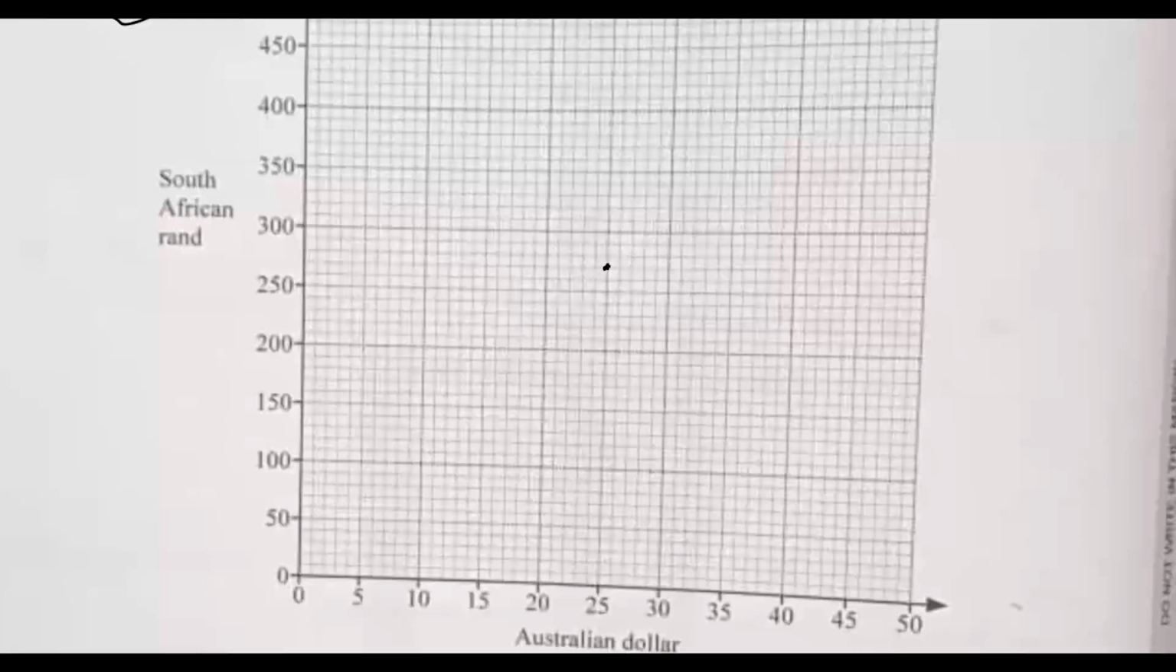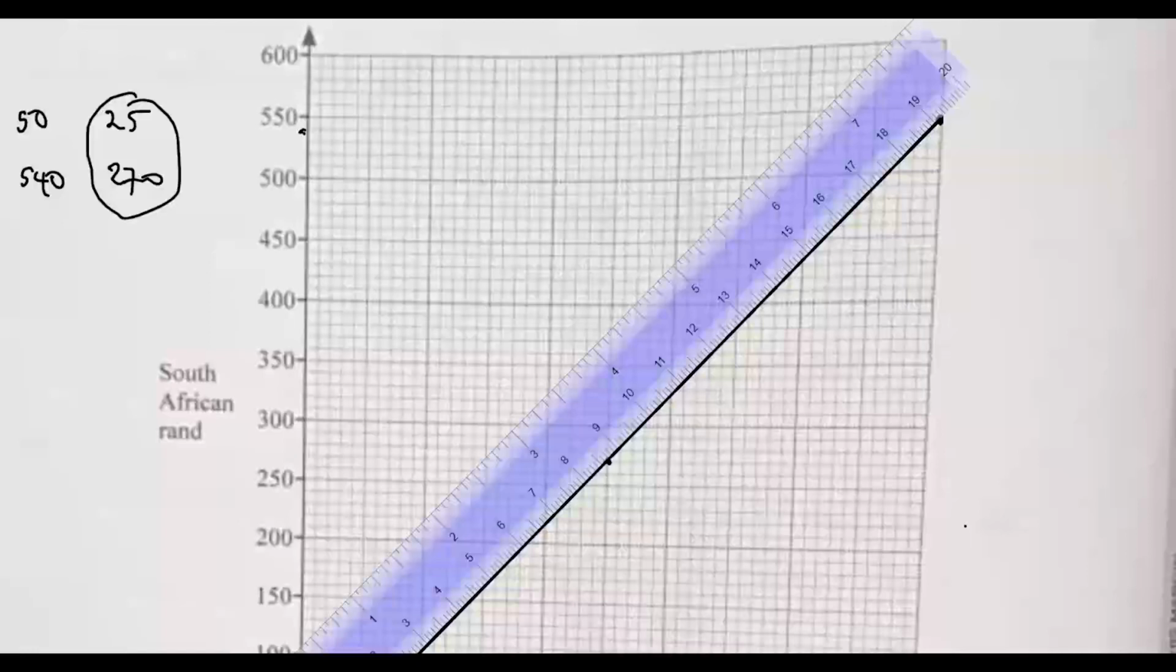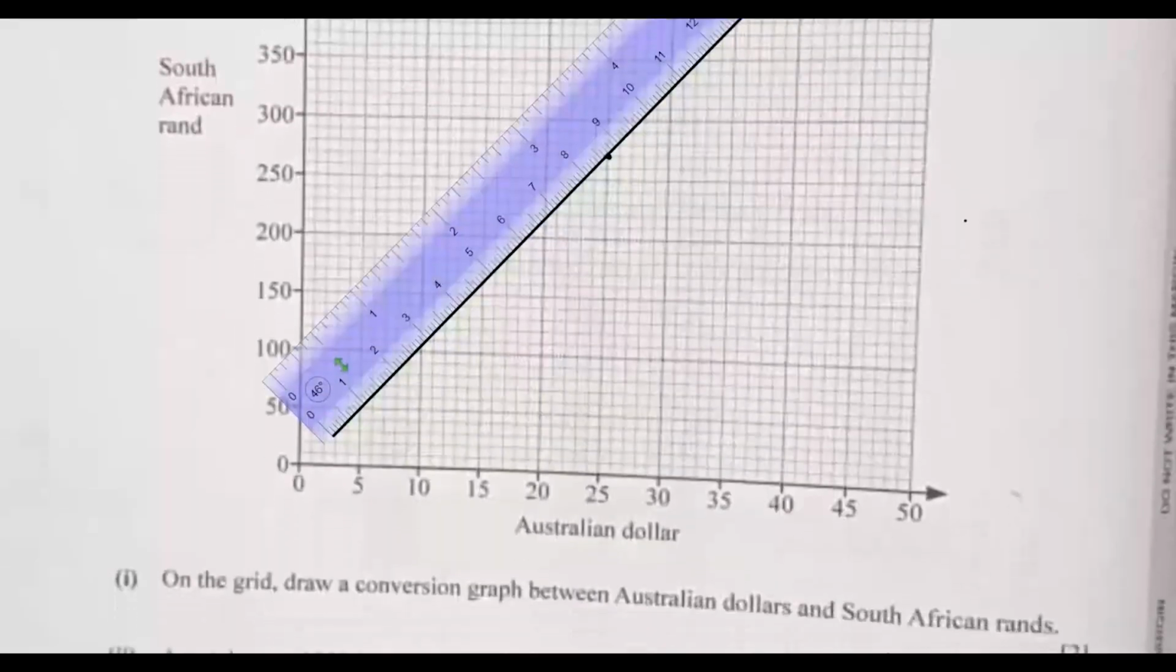So I'll need to take my ruler and join the 2 points together. So that will be the graph. So we can join the 2 points together by drawing a straight line starting from here, and you draw downward like this. So that will be the graph of the exchange rates. So let's scroll down to see the next part of the question.